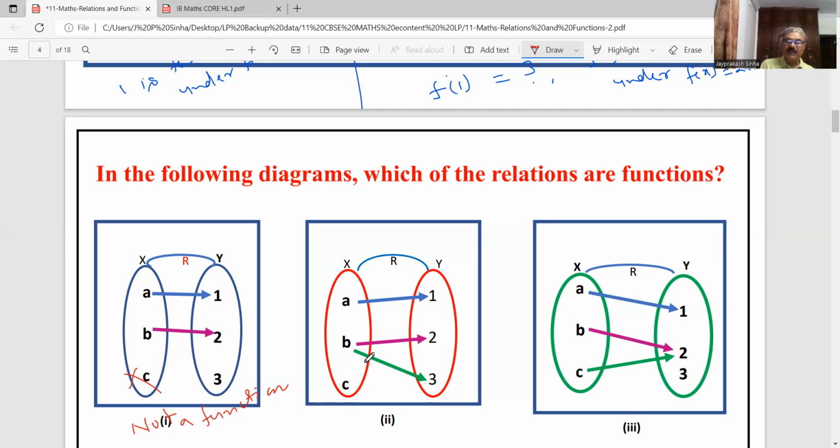So this is failing on two accounts. First account, because C is not used. So that is why it failed. Another, every element in set X should have only one image in B. But here the B is an element in X which is having two images, 2 and 3. So this is also not satisfying as a function. So this is not a function.